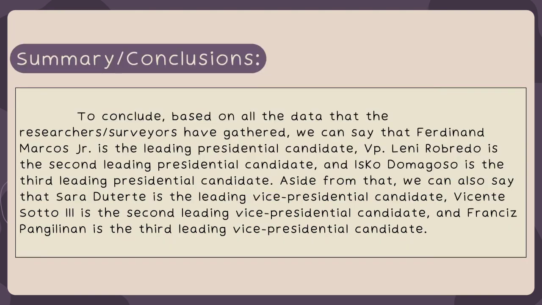Here are the conclusions made after conducting the survey. To conclude, based on all the data that the researchers have gathered, we can say that Ferdinand Marcos Jr. is the leading presidential candidate. Meanwhile, Vice President Leni Robredo is the second leading presidential candidate, and Isko Domagoso is the third. Aside from that, Sara Duterte is the leading vice presidential candidate, followed by Vicente Sotto III, the second, and Francis Pangilinan, the third.